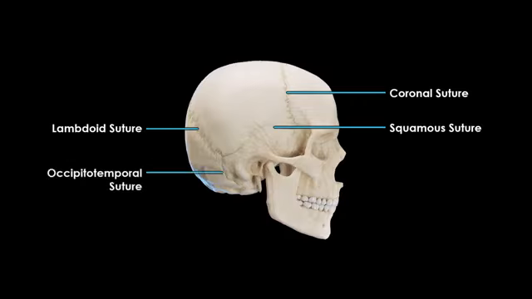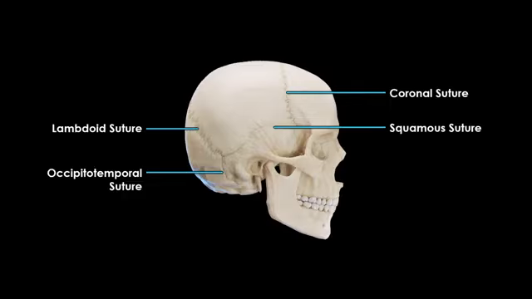For example, the articulation of the occipital bone and the temporal bone is called the occipitotemporal suture, or sometimes the occipitomastoid suture, because the articulation is taking place at the mastoid portion of the temporal bone.